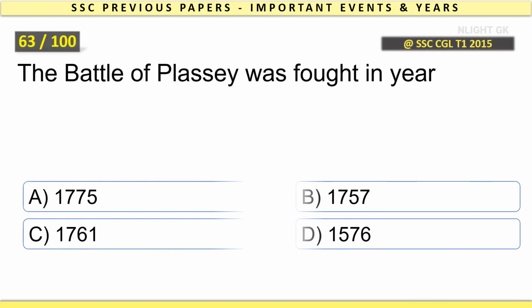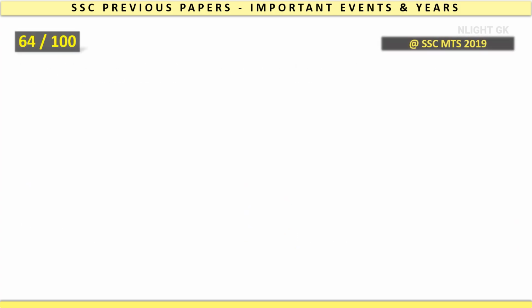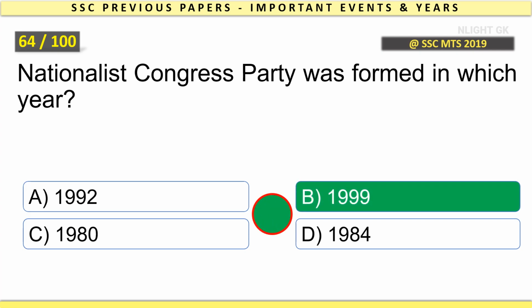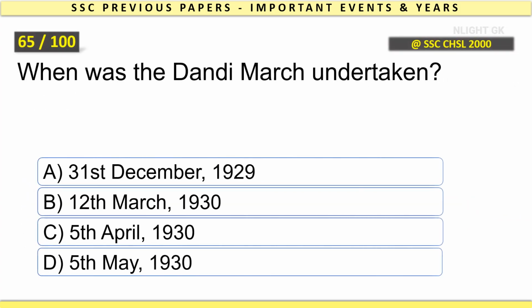1919. The Battle of Plassey was fought in the year 1757. Nationalist Congress Party was formed in which year? In 1999. When was the Dandi March undertaken?